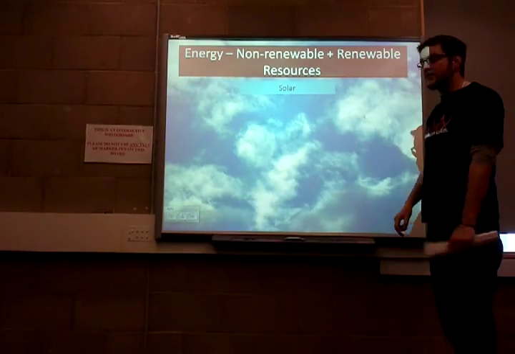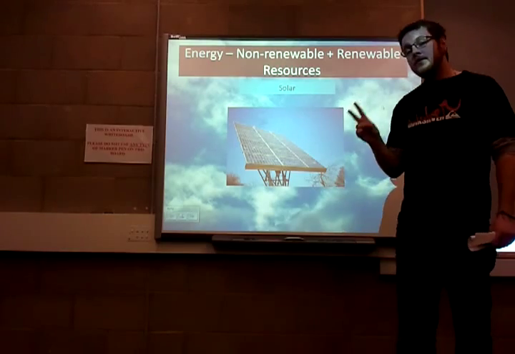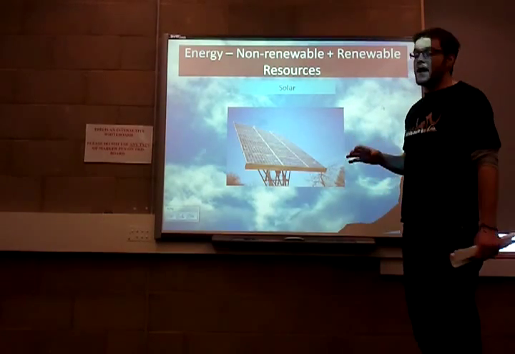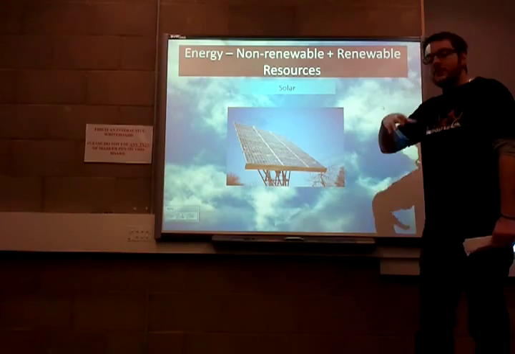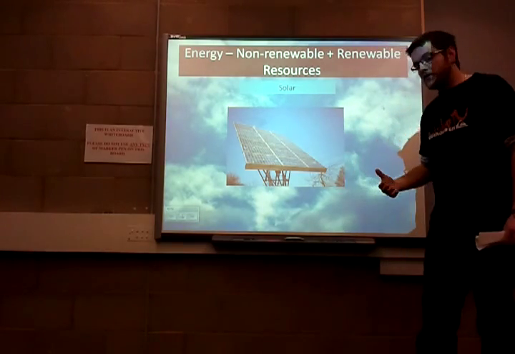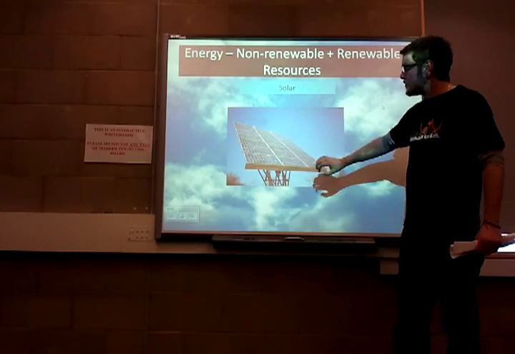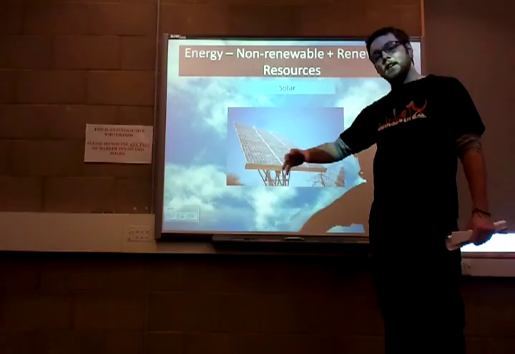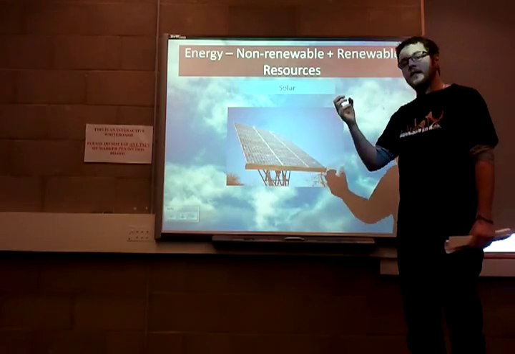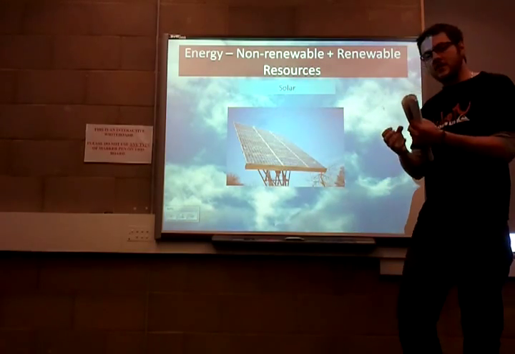So what's our next one? Our next one is solar. There are two main ways in which we harness energy from solar activity. There are solar cells and there are solar panels. If we first look at solar cells, which is what we have the picture of here, these little cells directly take the heat and the rays from the sun and convert them into electricity.